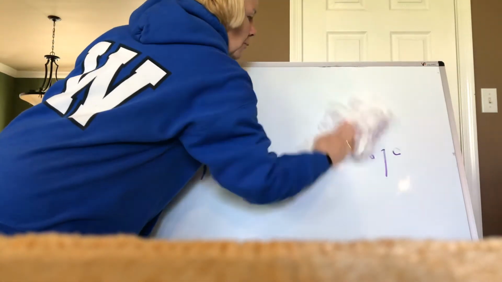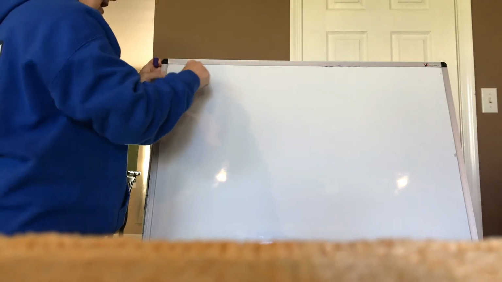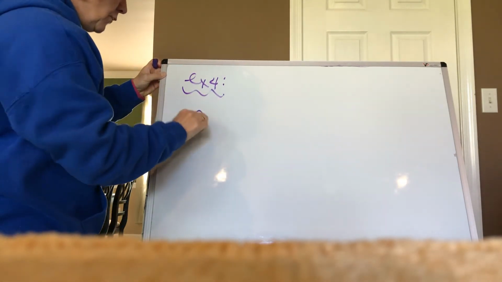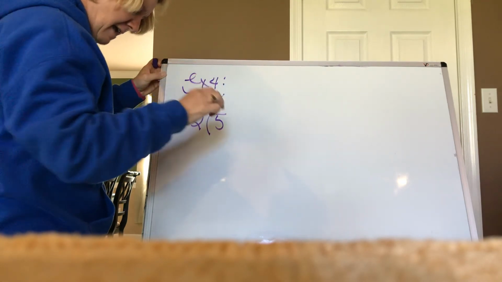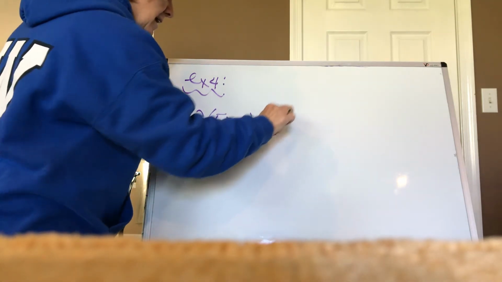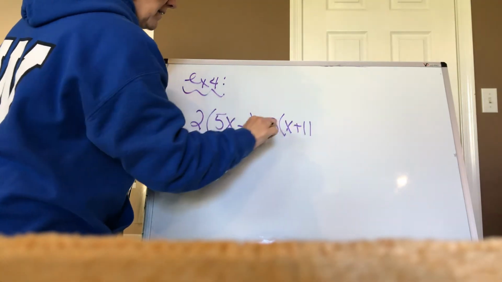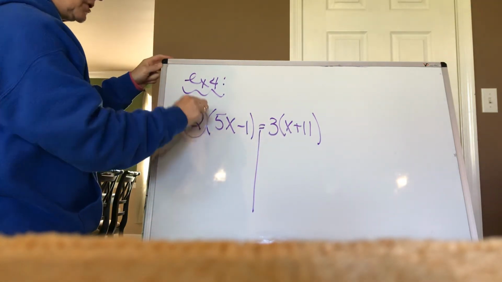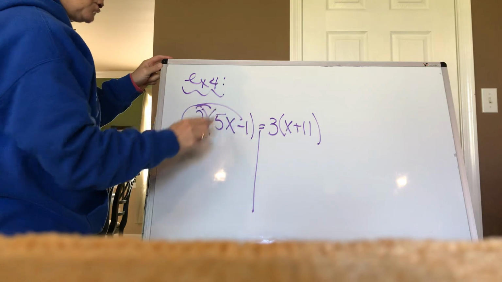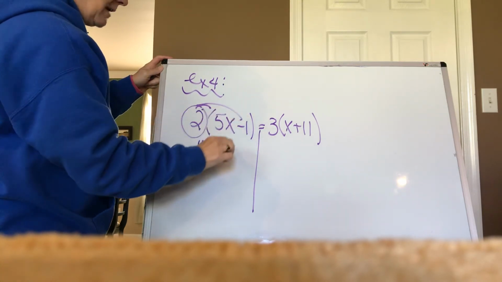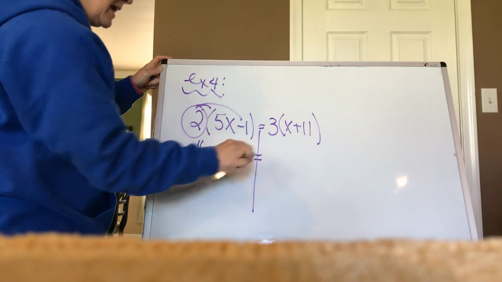Now, let's look. We're going to do one more example here. This one is just a little bit more complicated. And this is going to lead into next week's. Example 4. It says 2 times the quantity 5x minus 1 equals 3 times the quantity x plus 11. Now, here, simplify both sides. So I'm going to need to use the distributive property on both sides. 2 times 5x is 10x. Positive 2 times negative 1 is negative 2.